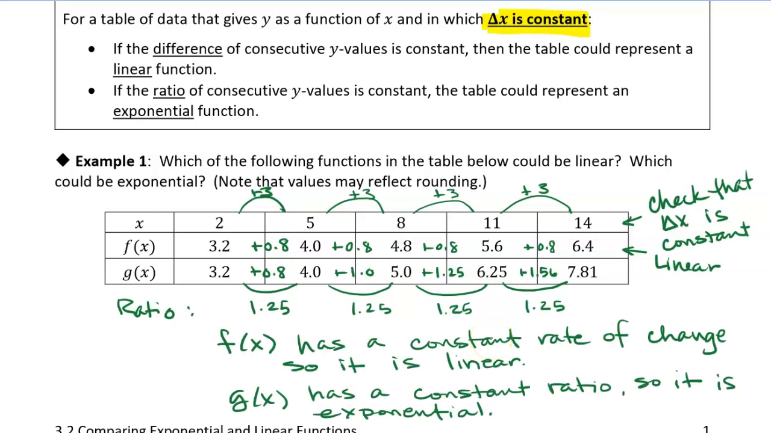The reason f of x is linear is because it has a constant rate of change, or a constant difference between consecutive terms. And g of x has a constant ratio, so it's exponential.